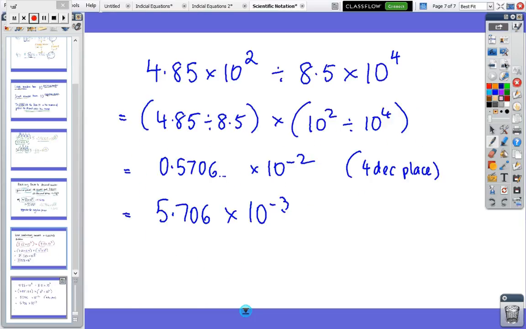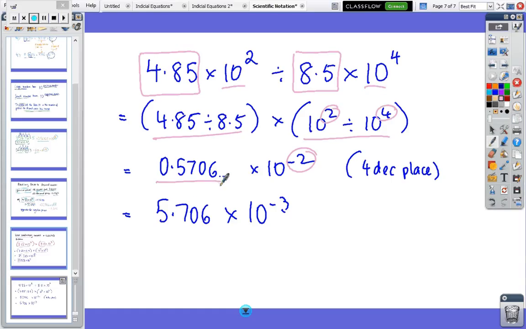Okay. When dividing, same thing. Put the numbers as your first operation, and then divide the tens. But this time when dividing, we actually subtract the indices. But when I divide those two numbers, I get a number that's less than 1. So I've got to get it back to the units column. So I've got to make a smaller number bigger. So that means I've got to use a minus power. And when I minus, I've gone one place, so I've got to add one more to the minus numbers.